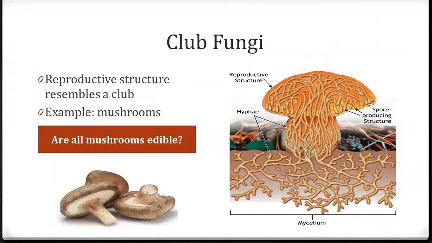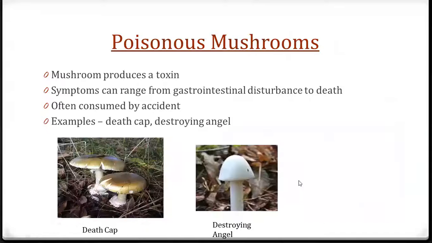Club fungi, the reproductive structure resembles a club. For example, mushrooms. We talked about this picture already. Mushrooms that are poisonous produce a toxin. Symptoms can range from gastrointestinal distress to death. It's often consumed by accident. For example, these are some poisonous mushrooms. The death cap looks just kind of like a regular mushroom, and destroying angel.